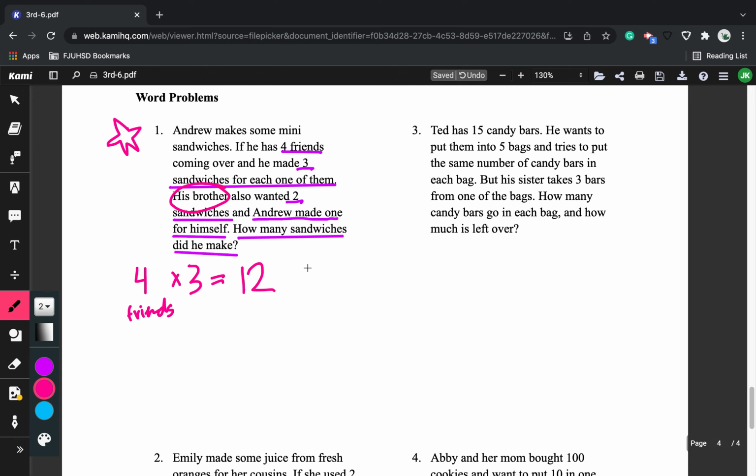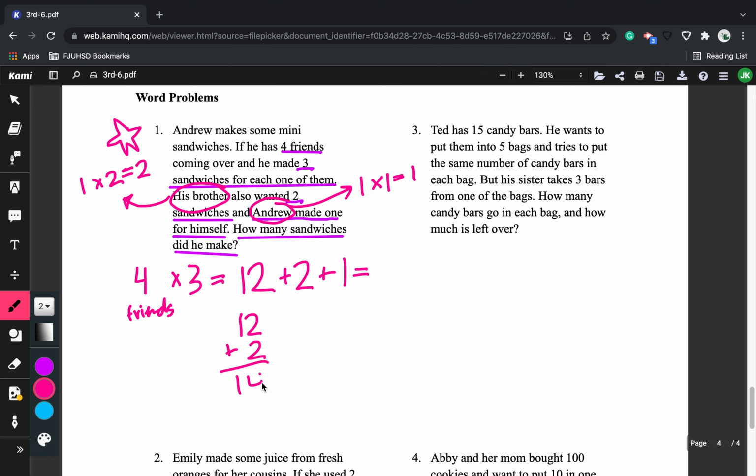But his brother, which is another addition, wants 2 sandwiches. And we have to include Andrew, right? So that's another 1 person. And he made one for himself. So therefore, he made 2 sandwiches for his brother and another sandwich for himself. Therefore, 12 plus 2 is 14, plus 1, which is 15. Therefore, he made 15 sandwiches. I almost forgot how to spell sandwiches. Very great.